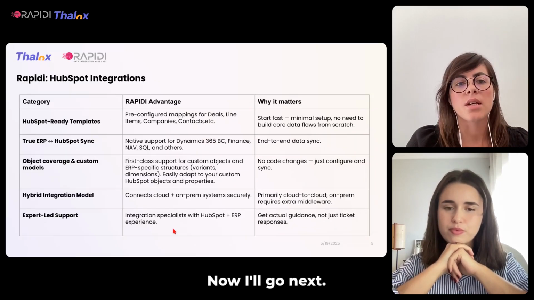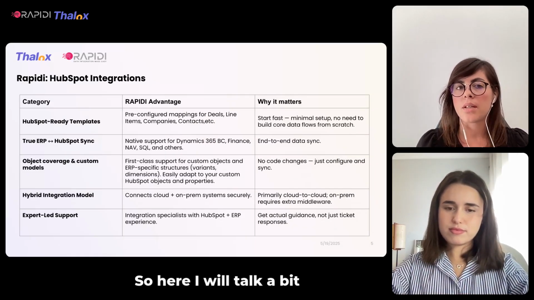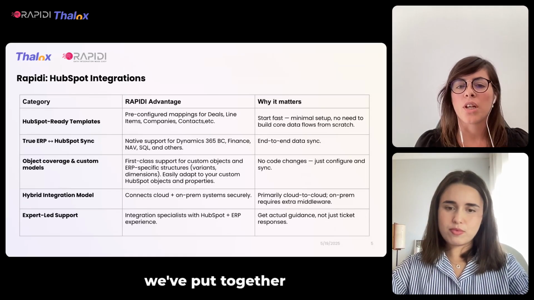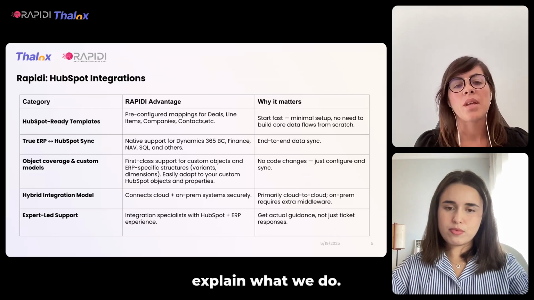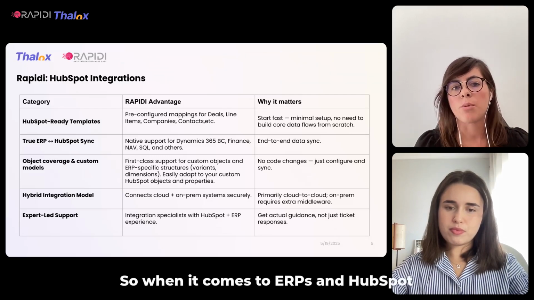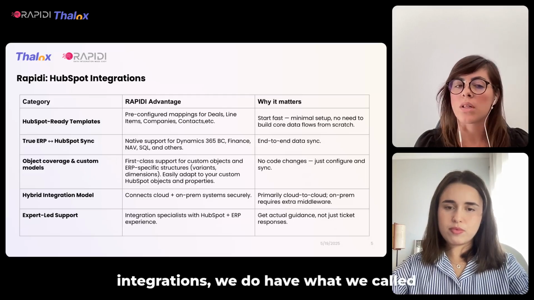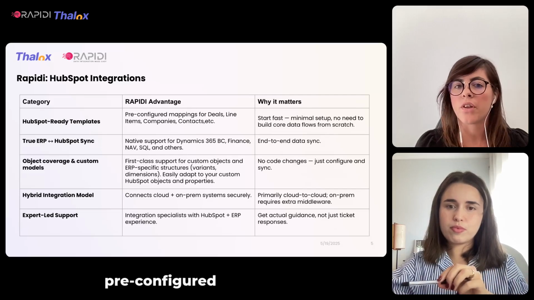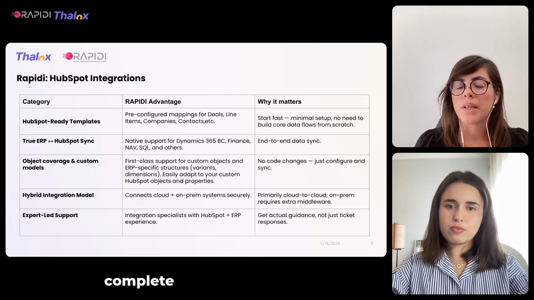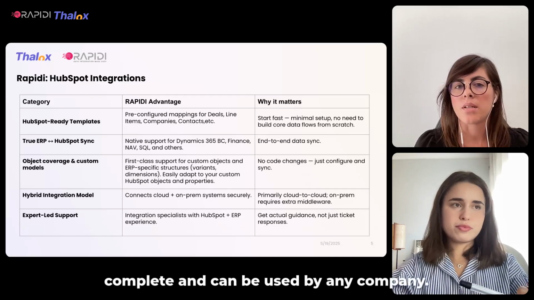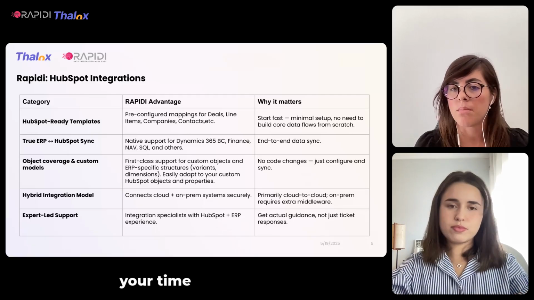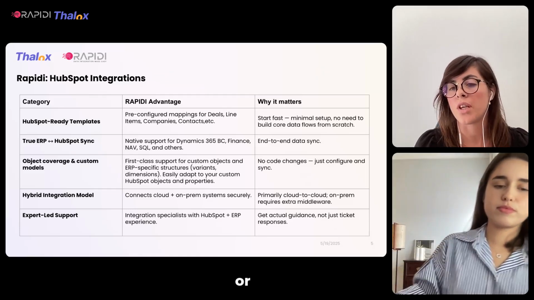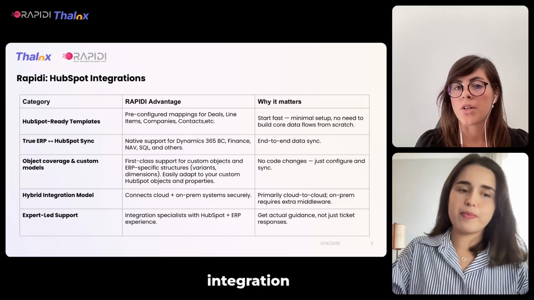Now I'll go next. Here I will talk a bit about Rapidi and HubSpot integrations. We have here a few categories that we've put together just to briefly explain what we do. When it comes to ERPs and HubSpot integrations, we have what we call the HubSpot-Ready templates. What this means is that we have pre-configured mappings, and those are complete and can be used by any company. This matters because it will save your time, and the project will last, let's say, a few weeks instead of months or years, and then you get value out of your integration fast.